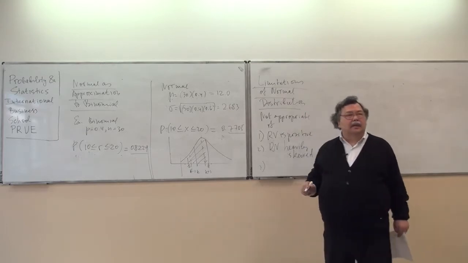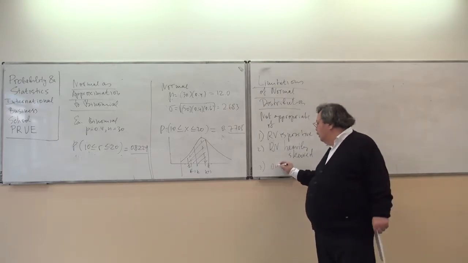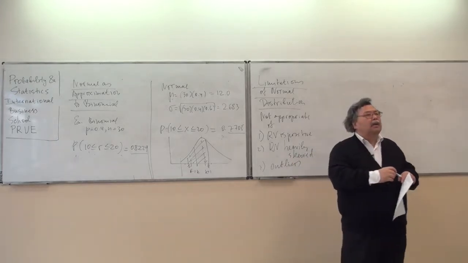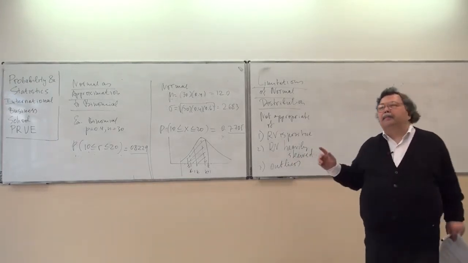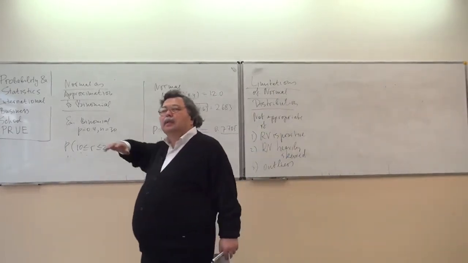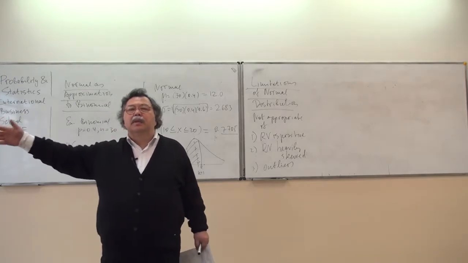And sometimes outliers are important. What is an outlier? An outlier is a value that is a long distance away from the mean.